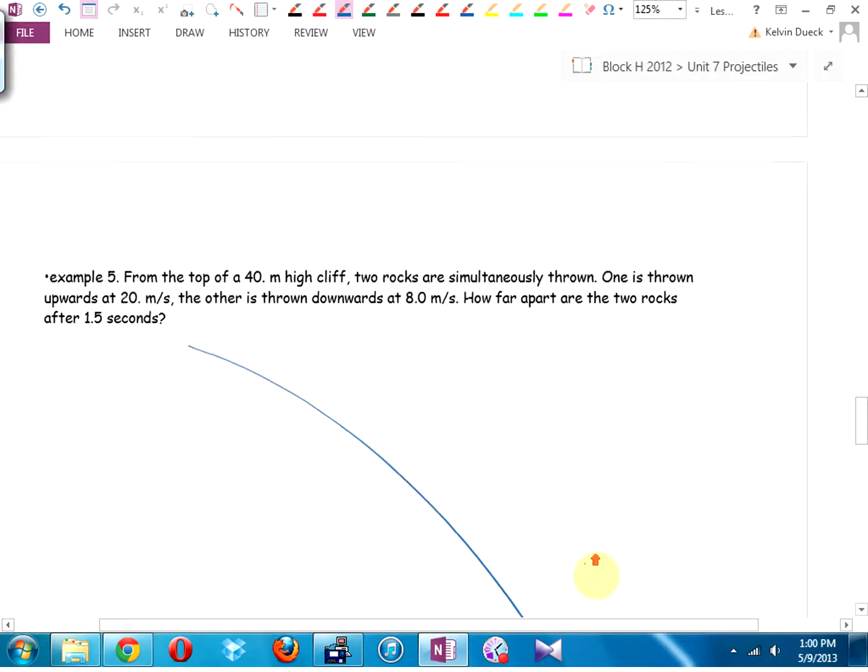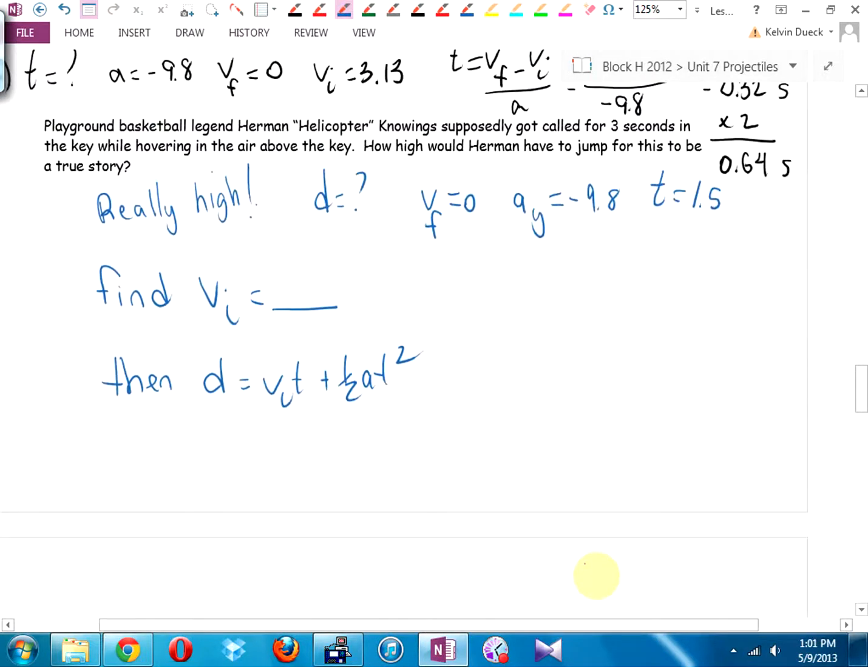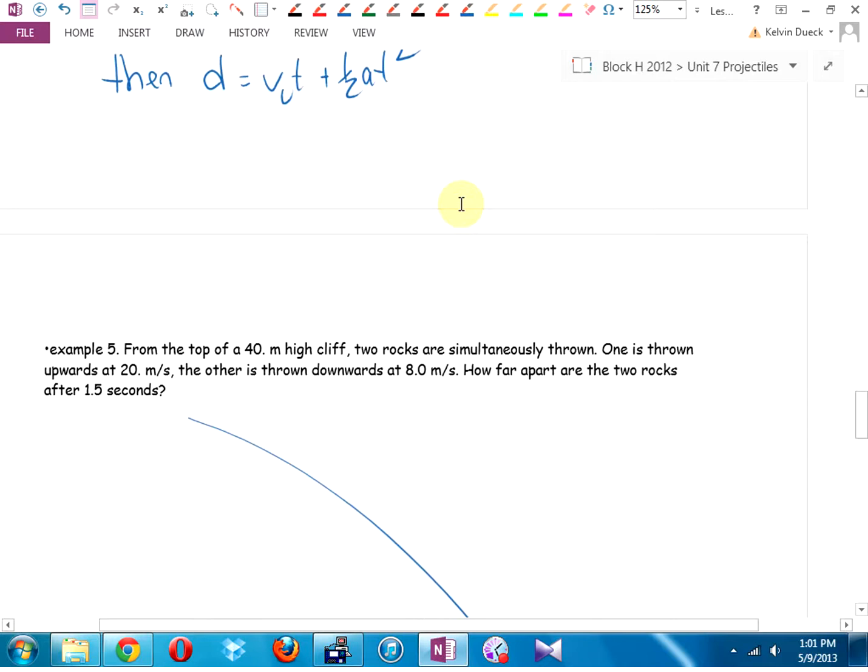I was just wondering why the time was 3 seconds, top and bottom. Because I let V final be 0, that meant I'm talking about final being at the top. If it's 3 seconds up and down, then it's 1.5 seconds on the way up. Is that all right? I won't give you one quite that tricky, although the nerd within me is like, hey, let's disprove the physics.